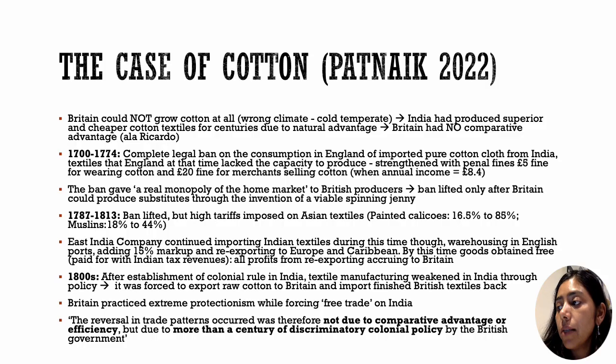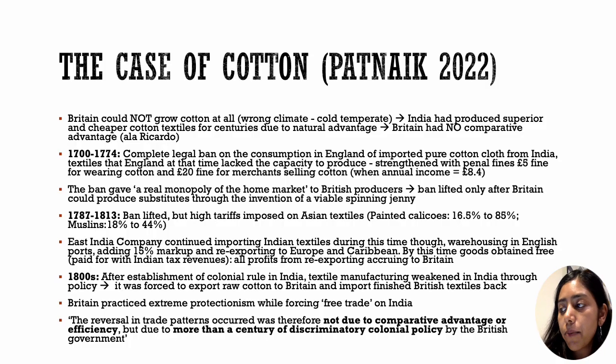Now, the ban gave a real monopoly of the home market to British producers, and it was lifted only after Britain could produce substitutes through the invention of a viable spinning jenny. So it's kind of the harbinger of the industrial revolution. From 1787 to 1813, the ban was lifted, but then high tariffs were imposed on Asian textiles. So you see, the tariffs on painted calicos went up from 16.5% to 85%, and on muslins, it went from 18% to 44%.